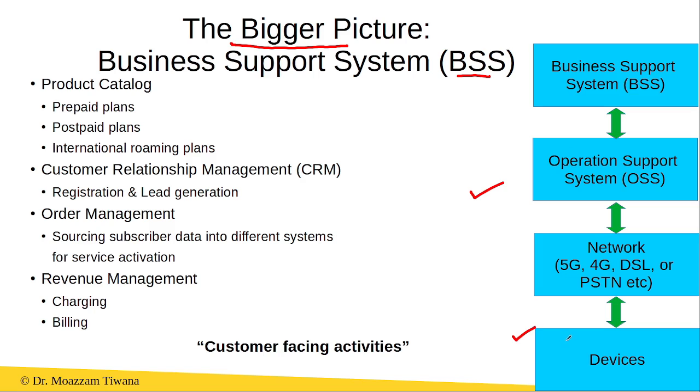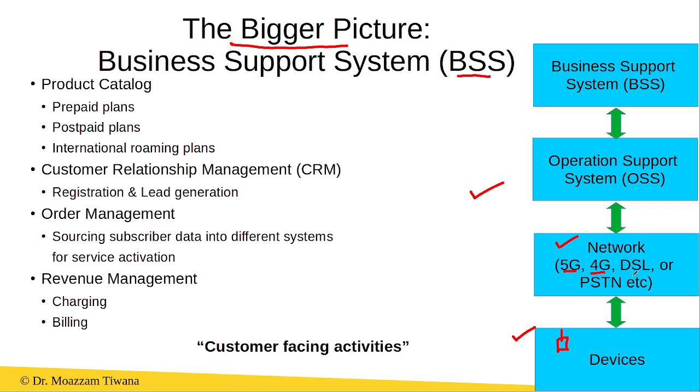Now, depending upon the network, if this network is a mobile wireless network, for example a 5G network or a 4G network or a 3G network, etc., in that case, the device that would be used in order to avail the services of this network would be a mobile station.